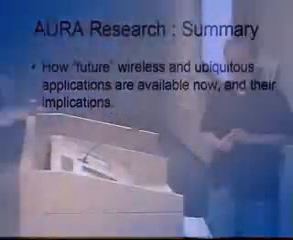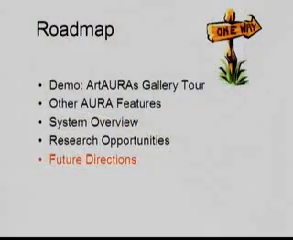In summary, what is the Aura research problem about? It is about how future wireless and ubiquitous applications can be made available today with existing technologies. It's not about technologies. When you hear of ubiquitous computing, it feels a lot like technologies of the future. But the idea is that it's not the case at all. We can actually make it possible, and here's an application.